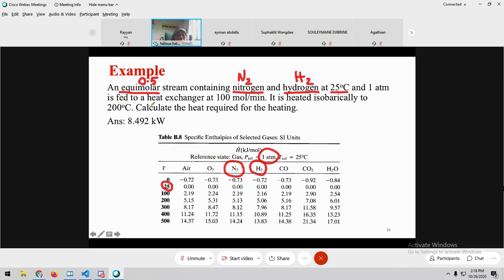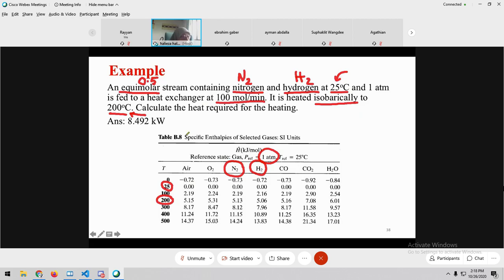It is fed to a heat exchanger. That's the molar flow rate. Heated isobarically. What is isobarically, please? Constant pressure. Good, thank you. And the final temperature is 200 degrees C. So what you have to do is calculate the heat required. You need to get the value of the enthalpy at the initial temperature, and also the value of the enthalpy at the final temperature.